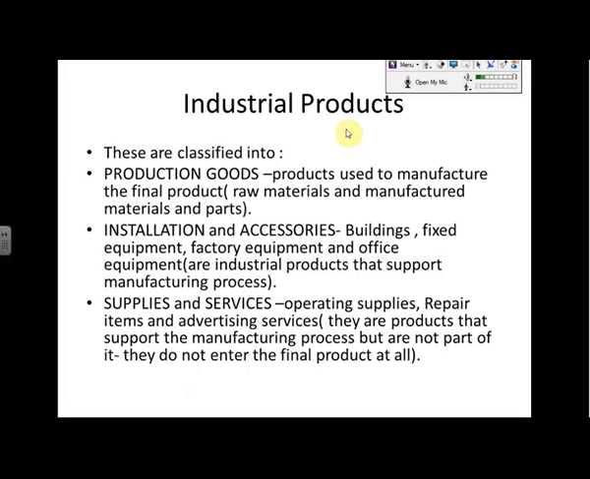Product. Industrial products are also used as supplies and services. Operating supplies, repair items, and advertising services. They are products that support the manufacturing process but are not part of it. They do not enter the final product at all. So supplies and services, they don't enter the final product, but they are used to support the manufacturing process, but they are not within the final product itself.